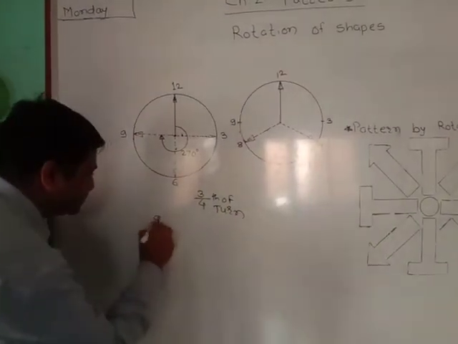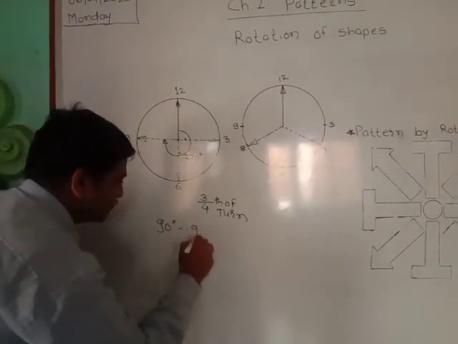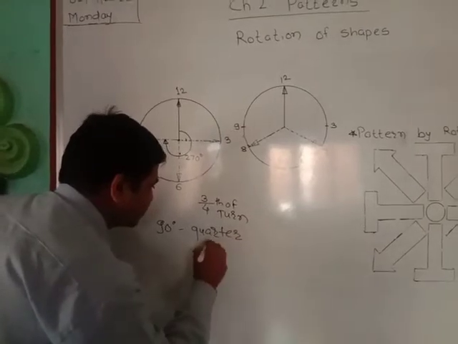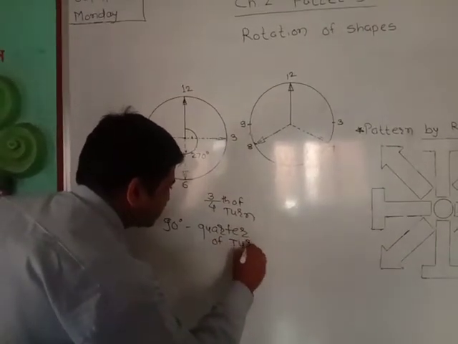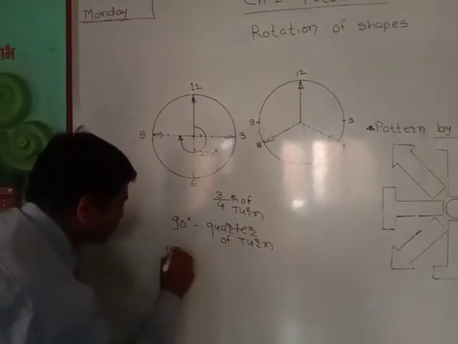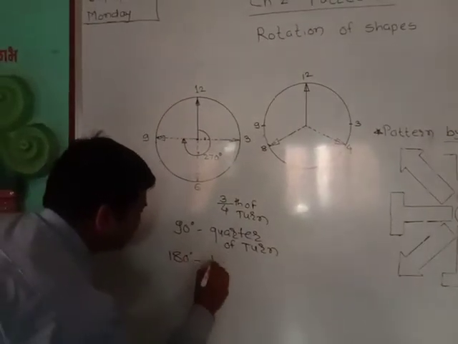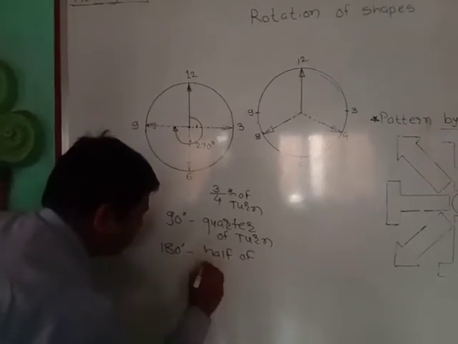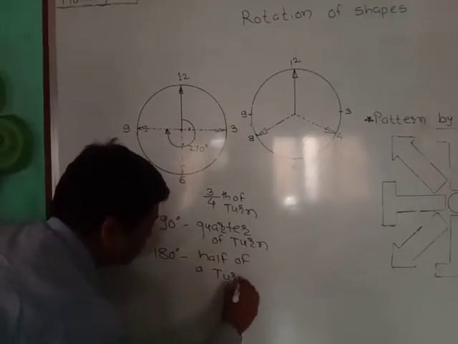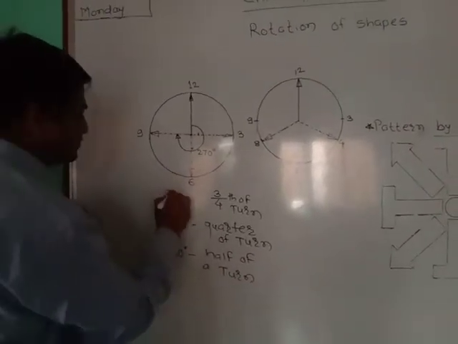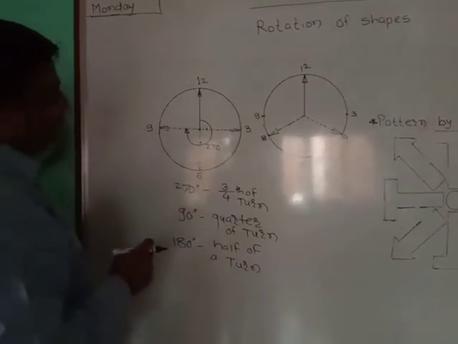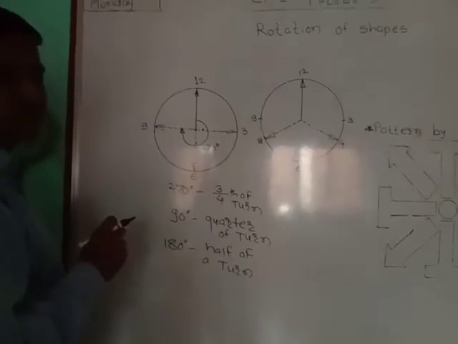So it is very clear. A 90-degree rotation is a quarter of a turn or a quarter rotation. A 180-degree rotation is half of a turn or a half rotation. And 270 degrees is nothing but 3/4 of a turn or a 270-degree rotation.